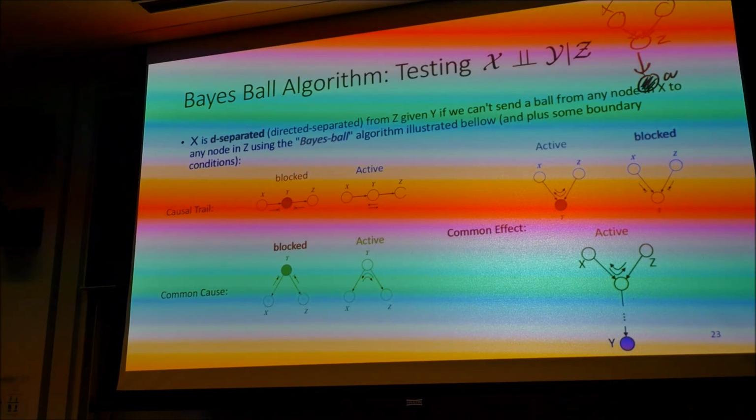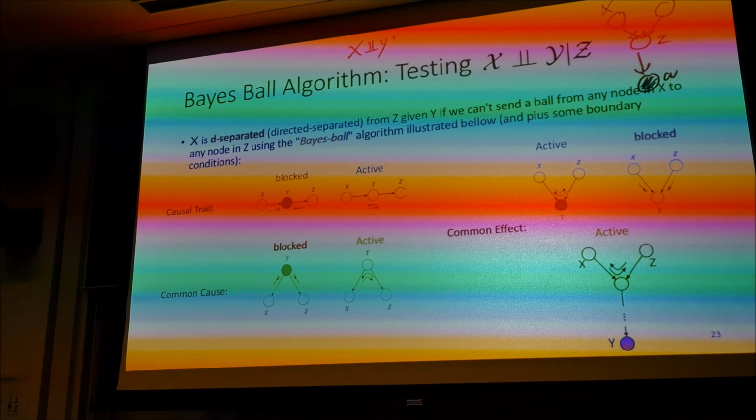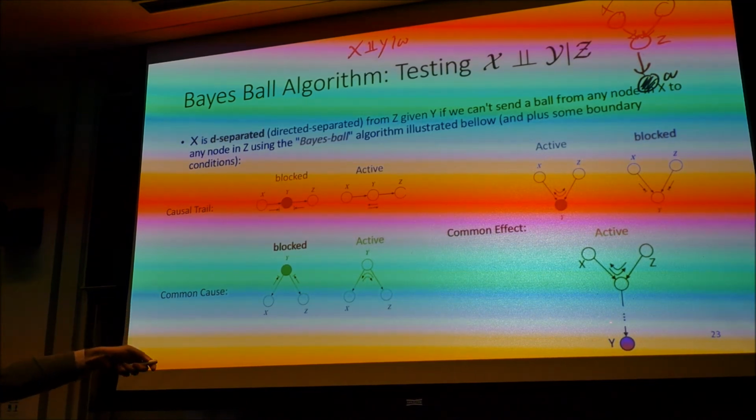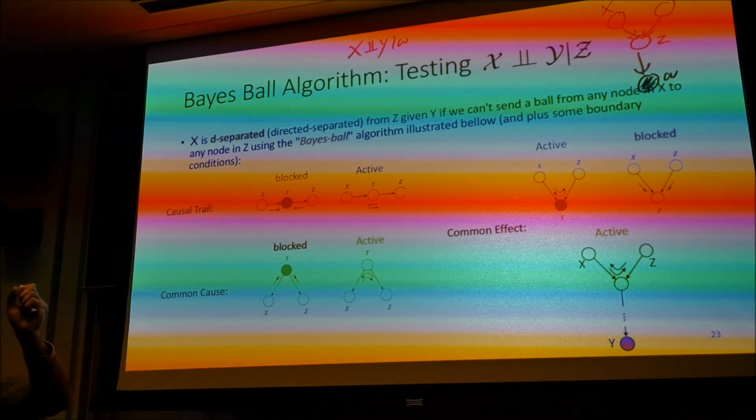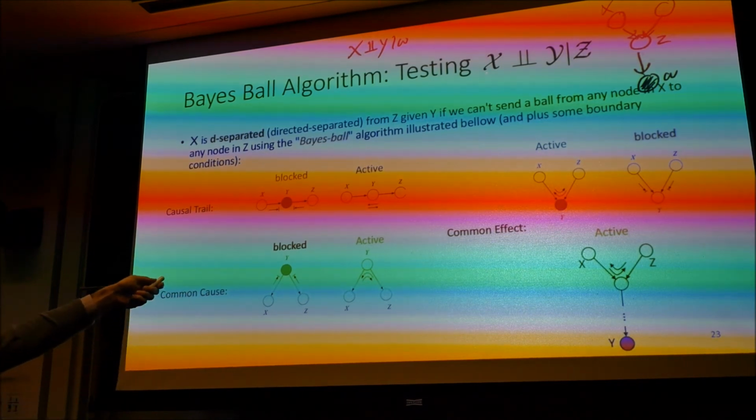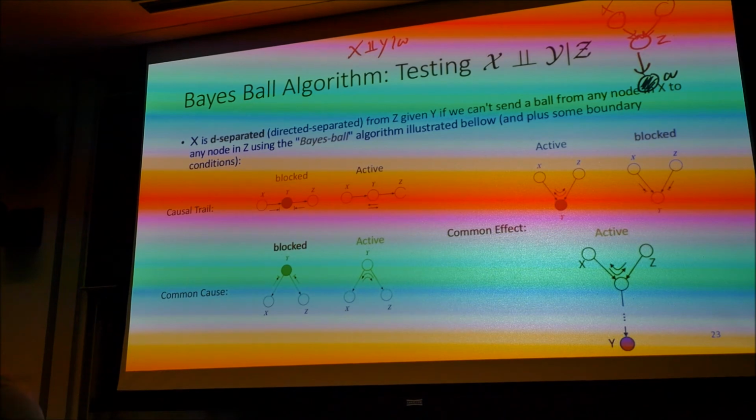So if I give you this structure, and say that this one is observed, my question is: is X independent of Y conditioned on W? What's the answer to that? False. Yes. Because it's basically this. So this will give you an algorithm to test queries like this.